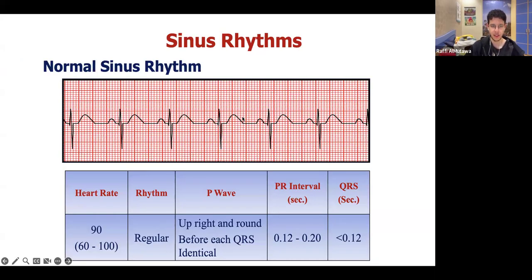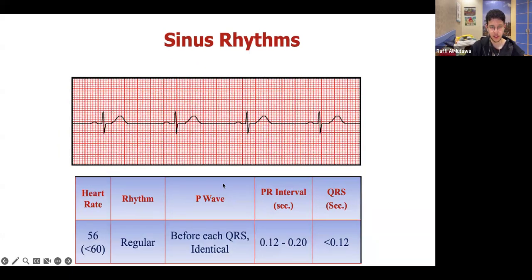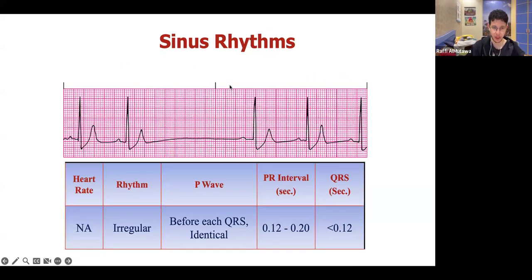Okay, what about this one over here? Let's do the same thing. Rate: you guys tell me how many boxes there are here. The rhythm: someone said the correct answer, so look at the rhythm as well. The rhythm is regular, but the rate is actually pretty slow, and everything else is fine. So again, it's a sinus problem. Remember, if it's a problem with the sinus node, the morphology is completely normal, but it's just a problem with the rate, not the rhythm.